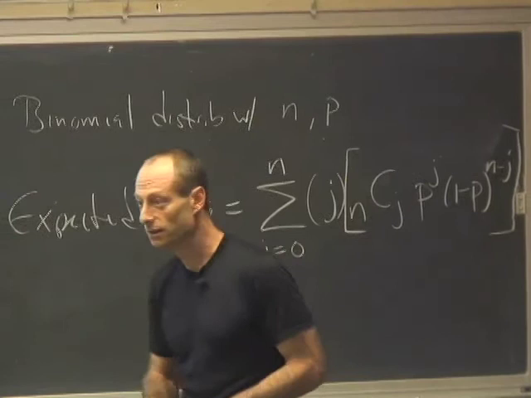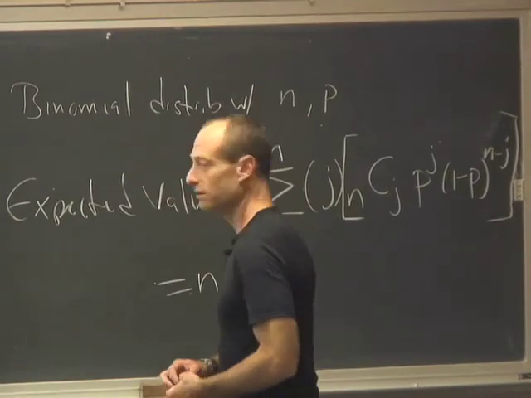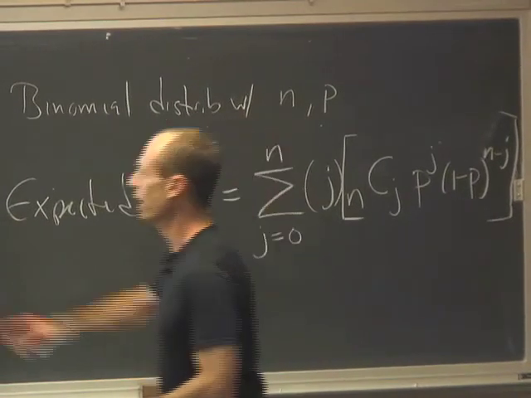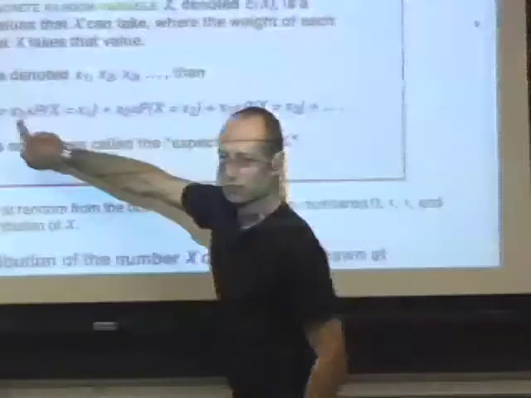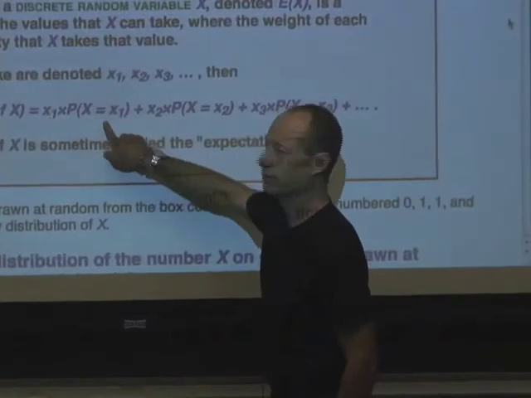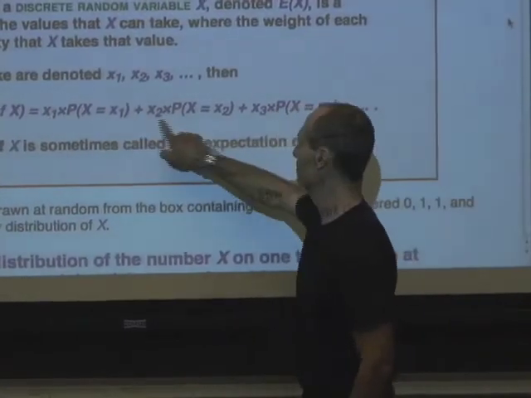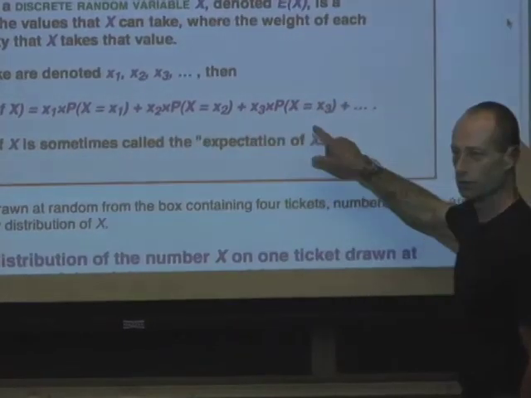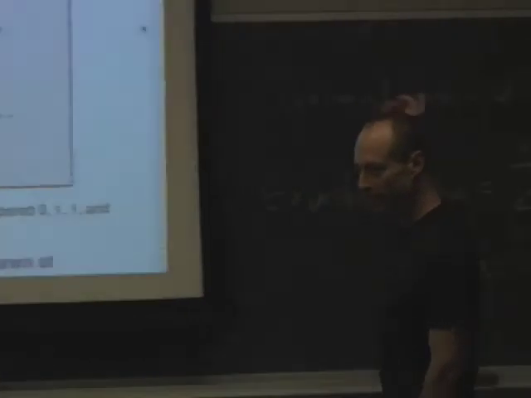Yes? j in front of the binomial probability is the value on the ticket, right? So that j is taking this role. This is like 0 times the probability that you get 0, 1 times the probability you get 1, 2 times the probability you get 2, on up to n times the probability that you get n tickets labeled 1.